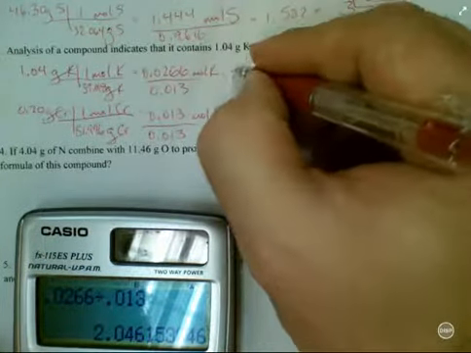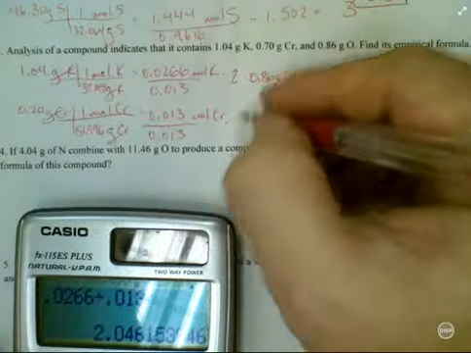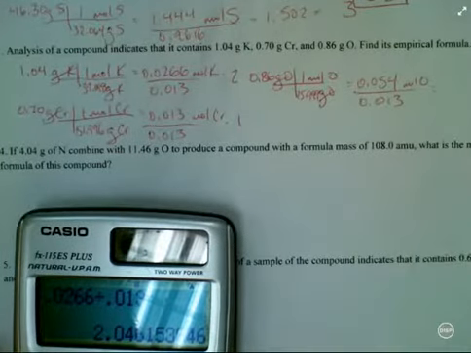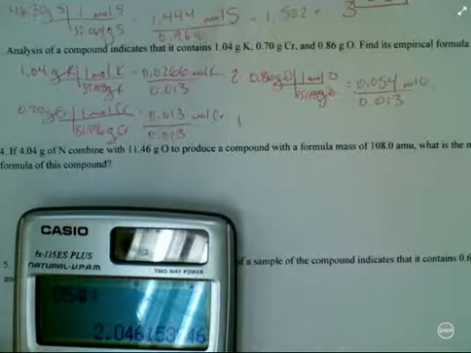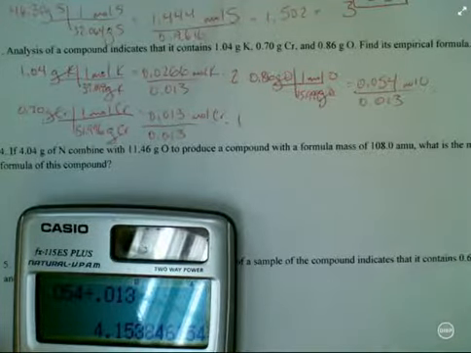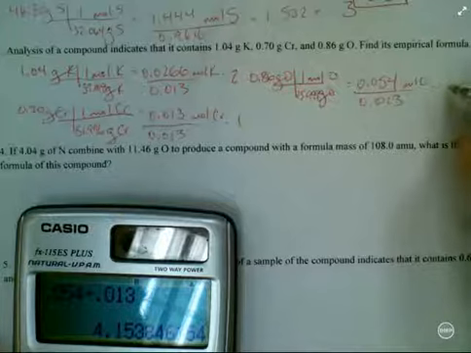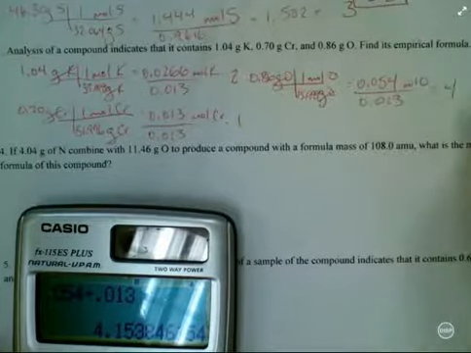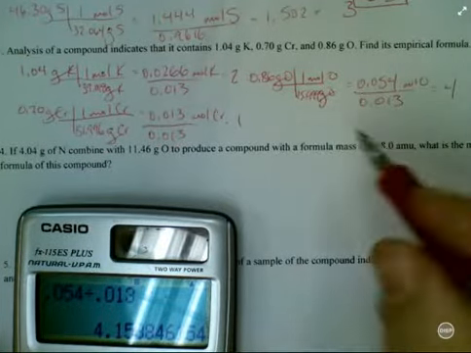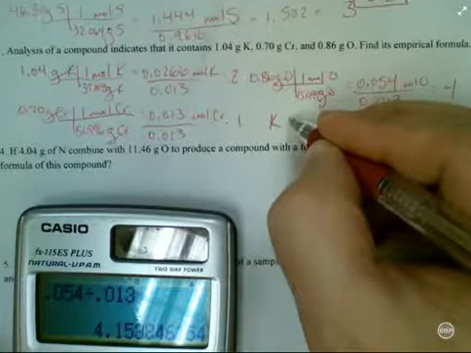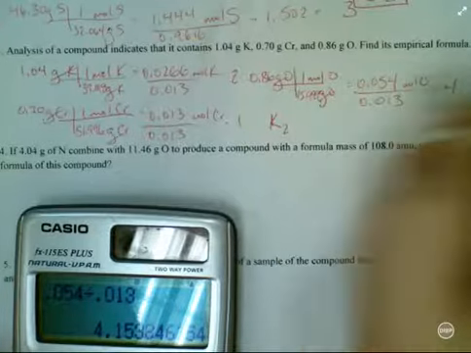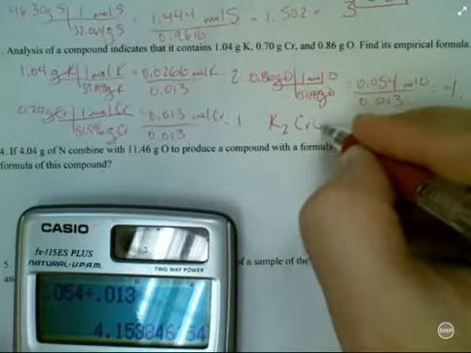So we got a 2. That's obviously a 1. Guessing that's going to be a 4, just off the top of my head. Boom. So here we have potassium, 2, and then we have CrO4.